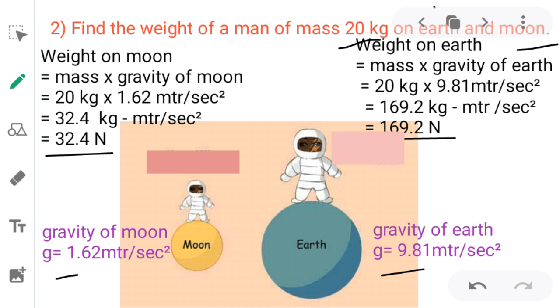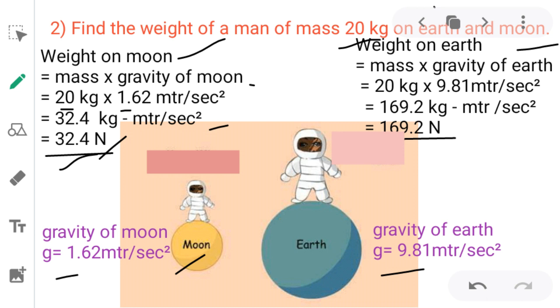To find the weight of man on Moon, we need the formula: weight is equal to mass into gravity of Moon. As we know, mass of man is 20 kg and gravity of Moon is 1.62 meter per second square. Multiply the numbers, we get 32.4 kg meter per second square. We can replace kg meter per second square with Newton. So mass of man is 20 kg, and weight of man is 32.4 Newton on Moon.